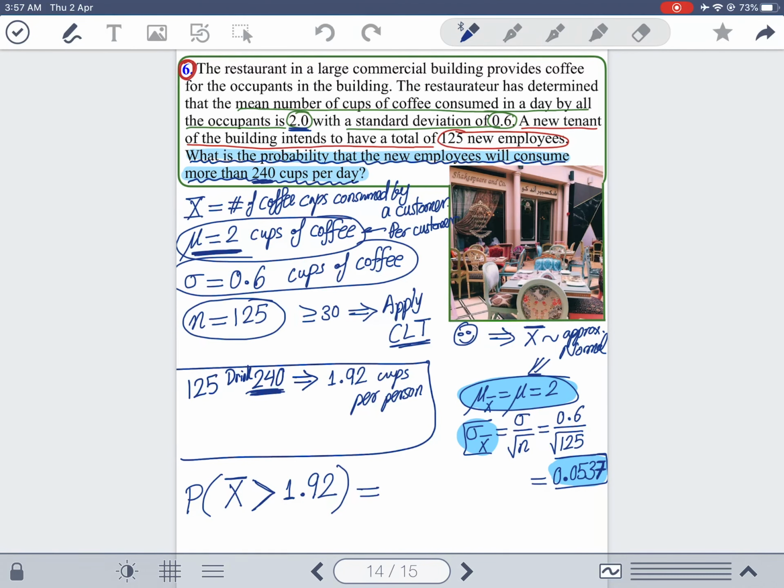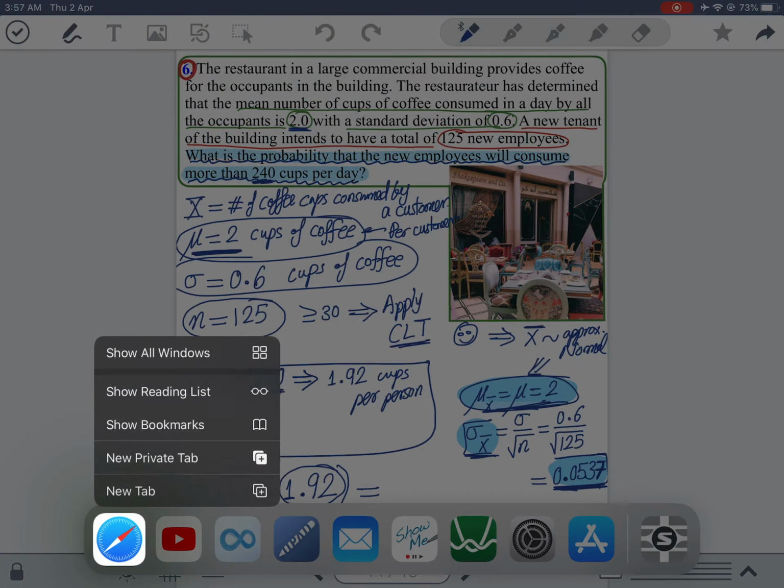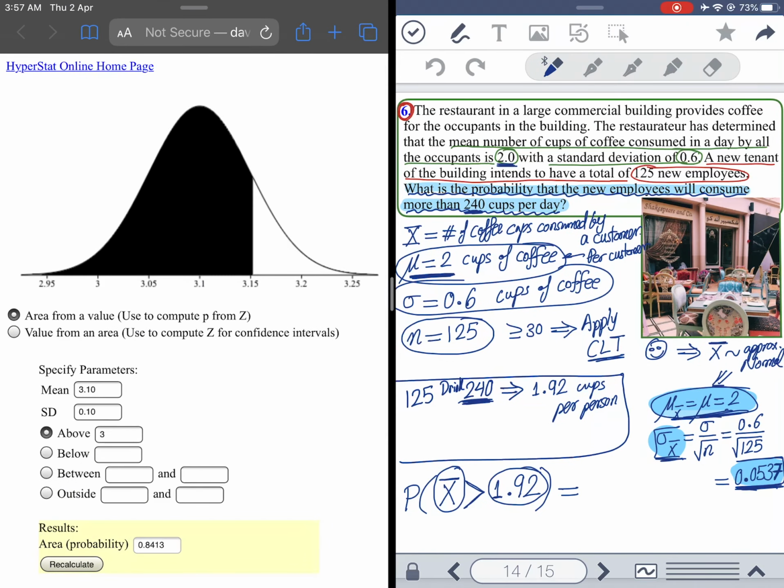So now we have everything that we need. We have the mean, we have the mean here. We have the standard deviation of the sample means, and we want the probability that the sample mean is more than 1.92 cups per day. So you will go to here, and let's see what has changed. So now we want what? We have a value, and we want to find the probability, or the area. So area from a value. So you have the value and you want the area.